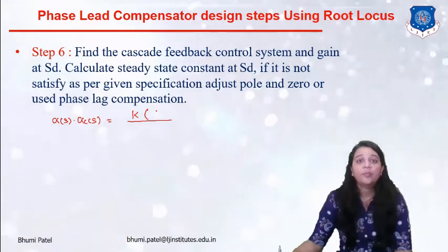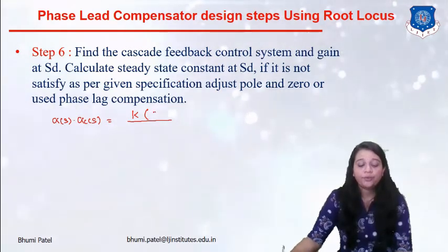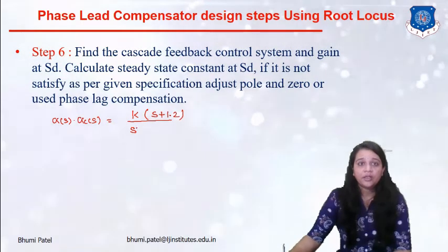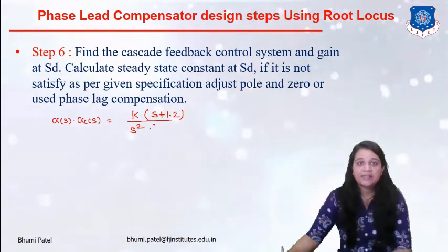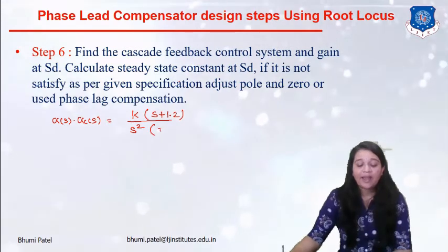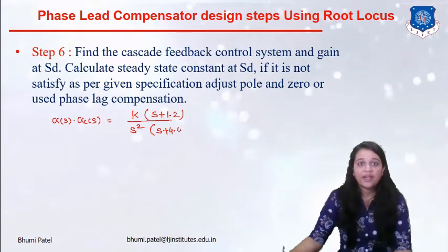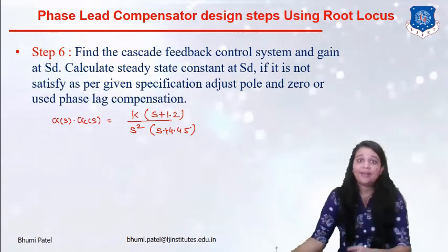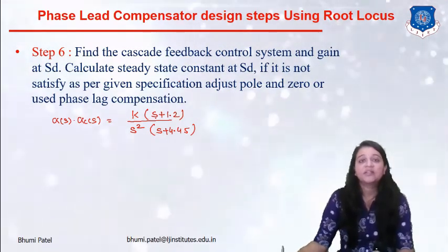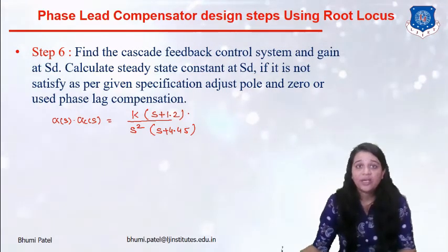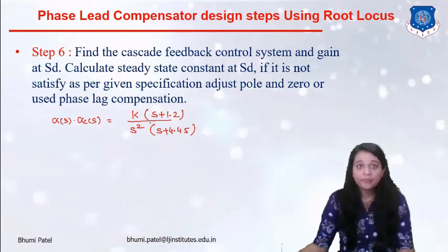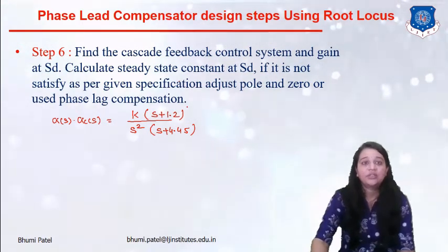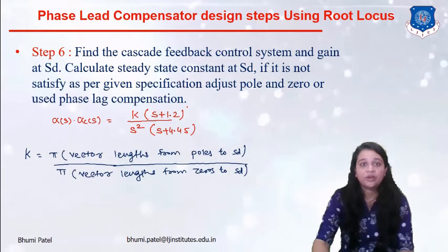Here the compensator zero is 1.2, so S plus 1.2, and the uncompensated pole is already given, it is S square, and the compensated value of the pole is 4.45, so S plus 4.45. All the poles and zero are located in the left hand side, that's why the equation will be S plus. If it is located in the right hand plane, we can write S minus 1.2. Okay, so this is the equation of GC of S.